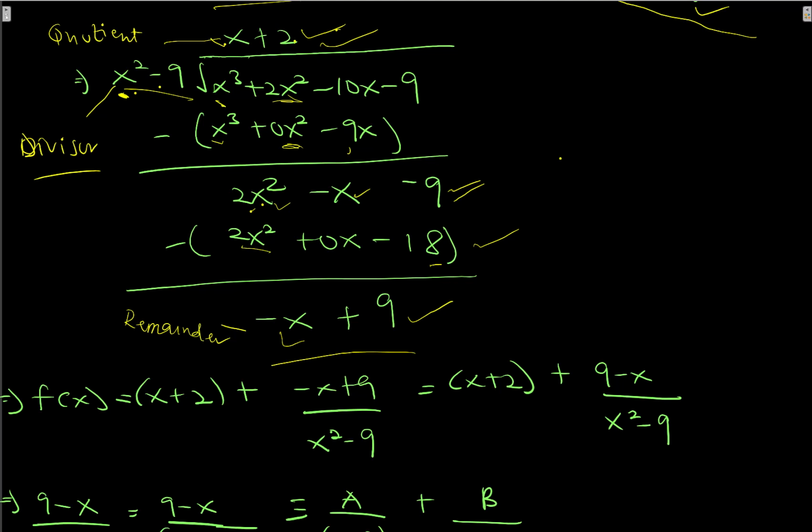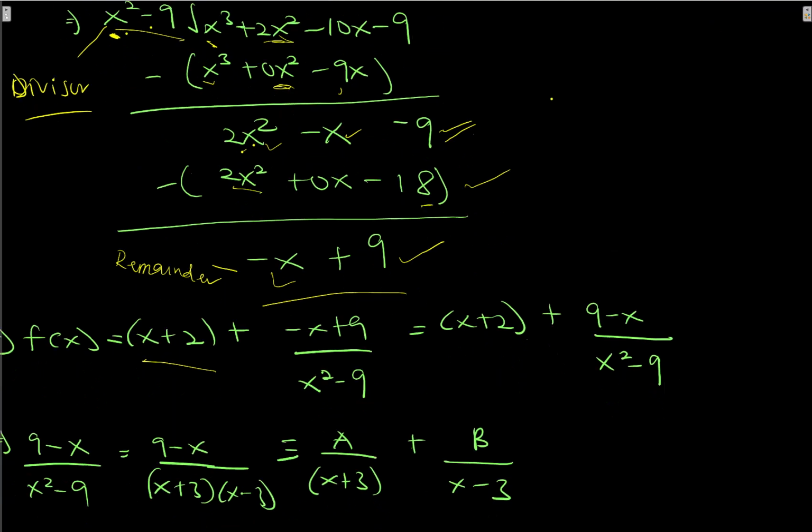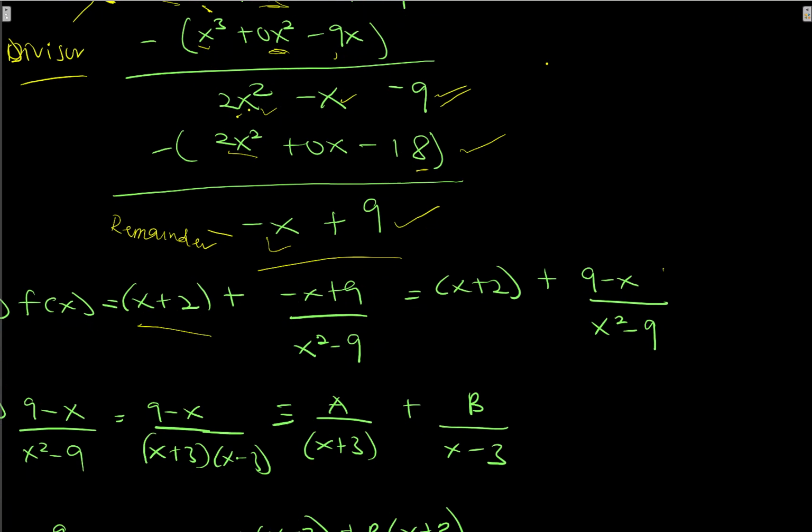Okay, so we can rewrite f of x in the form quotient. Our quotient is what? x plus 2 plus the remainder, which is negative x plus 9 over the divisor. Okay, and we can also rewrite this as that because negative x plus 9 is the same as 9 minus x. Okay, now let's consider the second term.